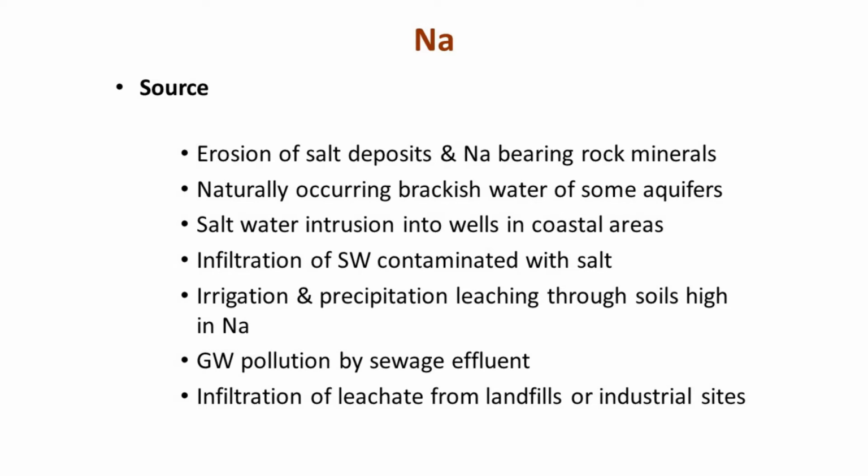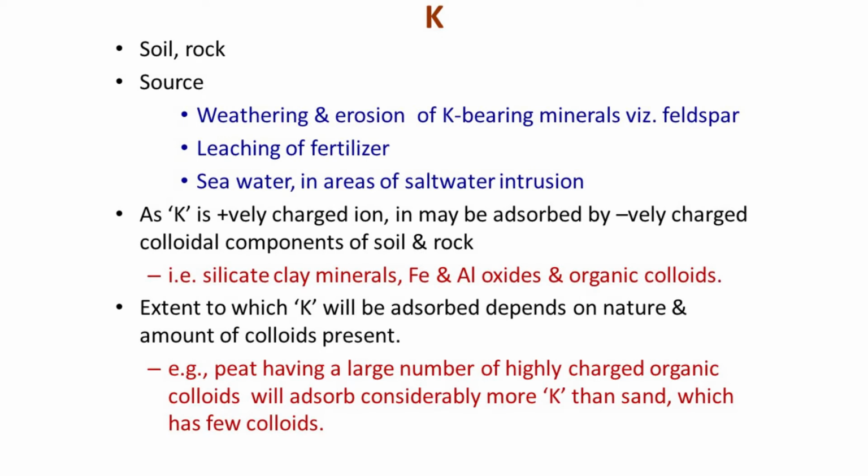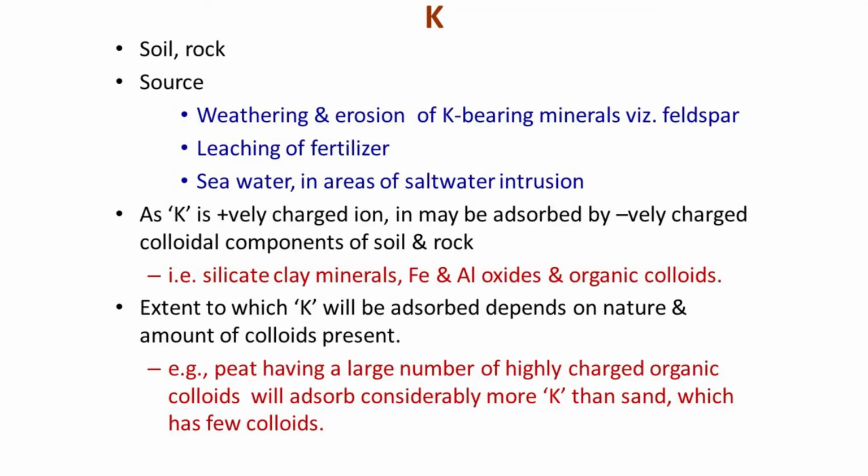Another naturally occurring substance or element is potassium. They are very commonly found in soil and various types of rocks. The potassium have no taste and they do not have any color. The source of potassium is weathering and erosion of potassium-bearing minerals such as feldspars. Feldspars, as we all know, are very rich in potassium. Another source is leaching of fertilizers. By the excessive use of fertilizers also we get heavy amount of potassium in soil. Another source of potassium is seawater in areas susceptible to salt water intrusion.